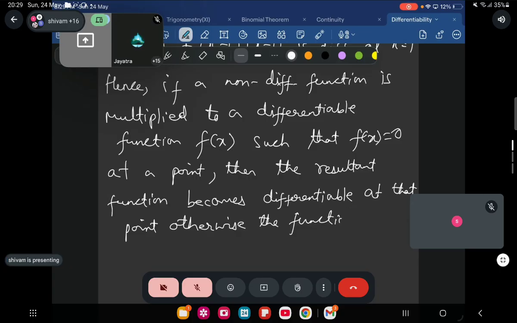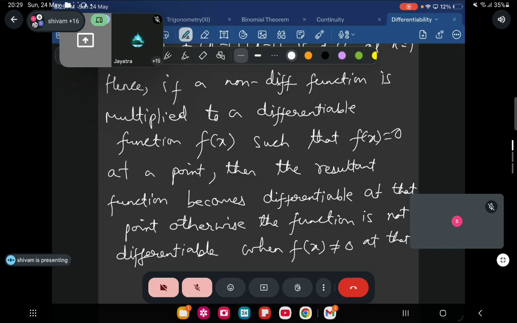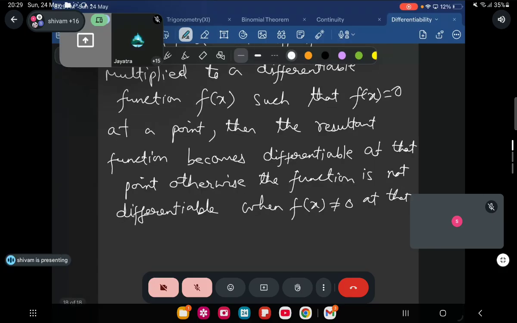The function is not differentiable when f of x is not equal to 0 at that point. Okay, everyone. Whenever f of x is equal to 0, then the function becomes differentiable. Like x minus 2 into mod of x minus 2 is differentiable at x equal to 2.